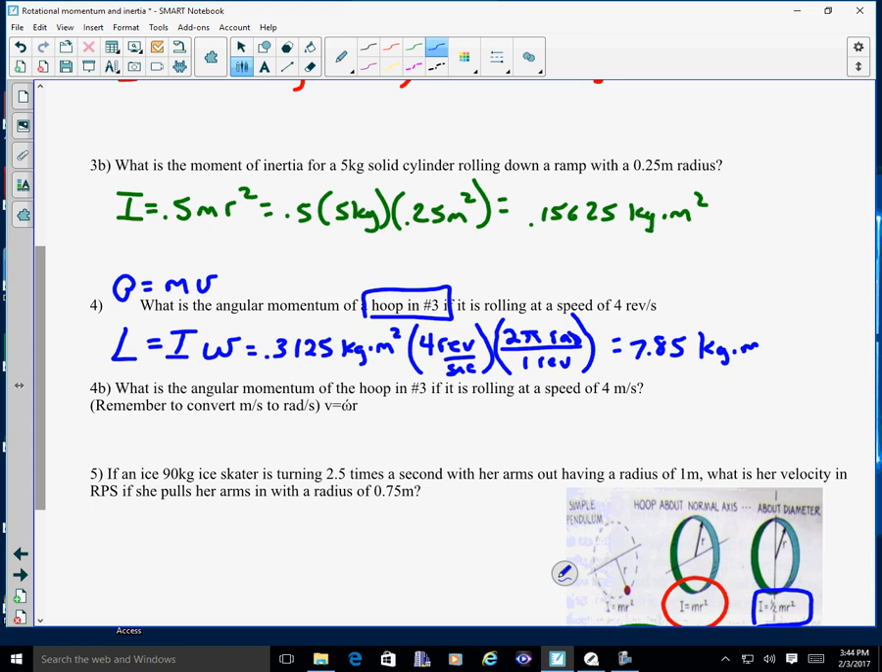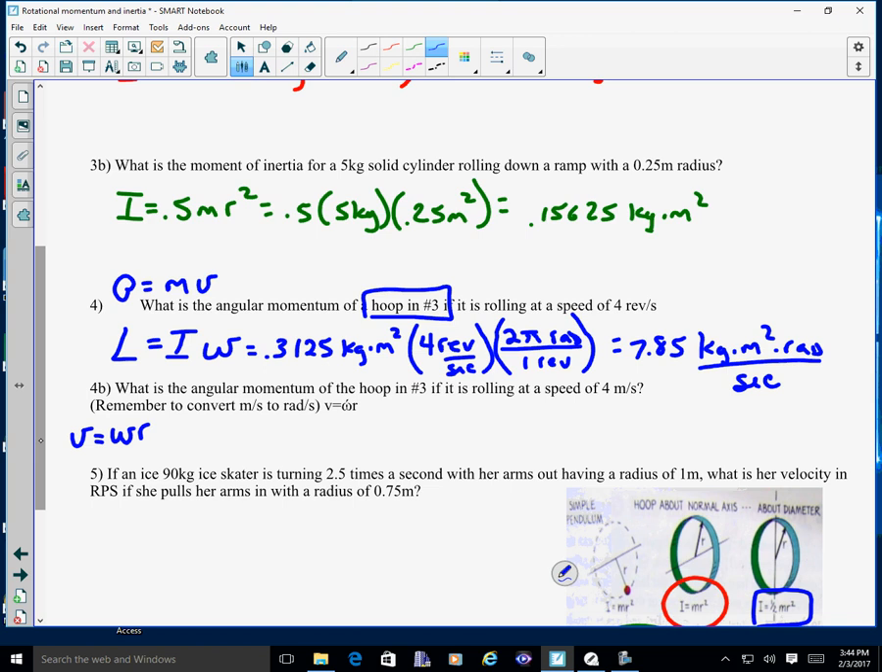Now it says, what's the angular momentum of the hoop in number 3 if it's rolling at a speed of 4 meters per second? Remember to convert meters per second to radians per second. So let's go ahead and do that first. I'm going to take velocity, once again, 4 equals omega times r. So again, we've got to find omega here. That would mean that omega, we'll divide both sides by r. The r's cancel out, so omega equals velocity divided by r.